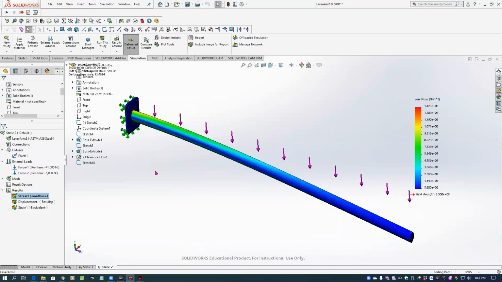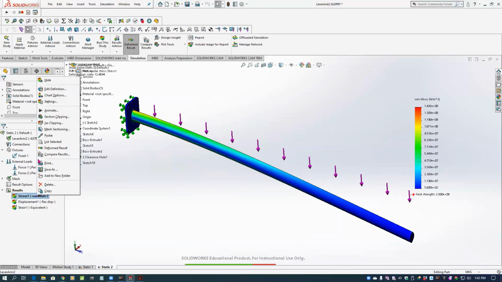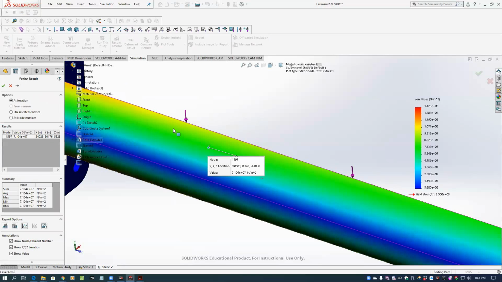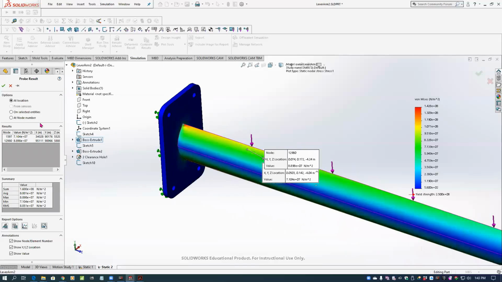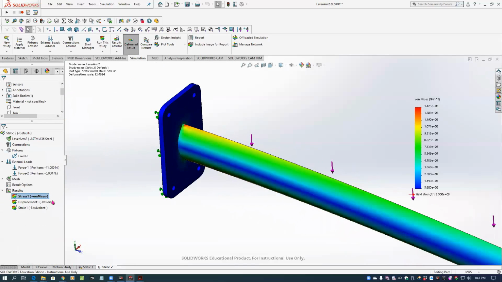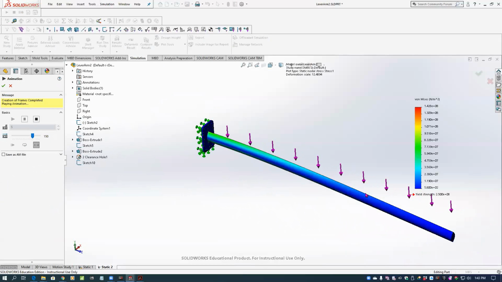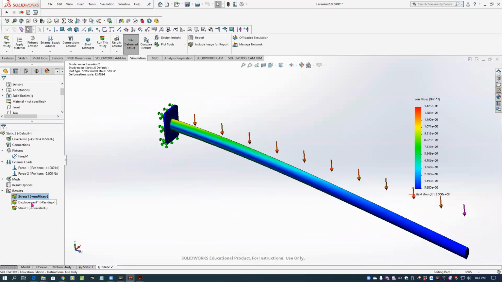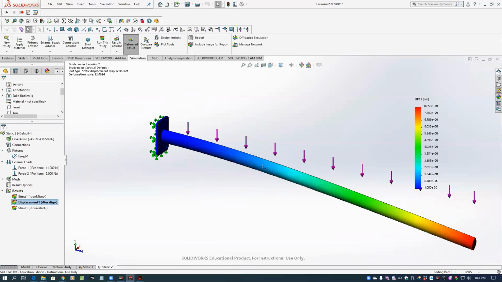A couple of other things you can do if you want to probe this. You can go to probe and find out what the stresses are here along the beam at different places. It tells you what the node values are in newtons per meter square or in Pascal. You can also animate this for the stresses. You can save that off as an AVI. You can right-click on displacement and show how far it would actually displace.